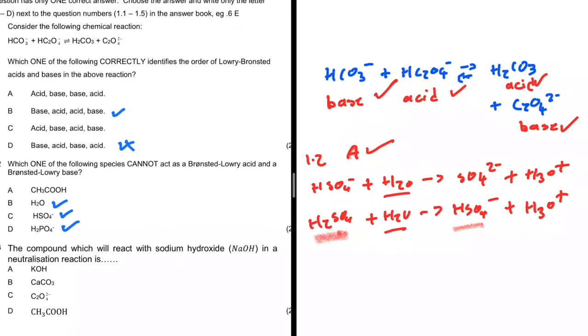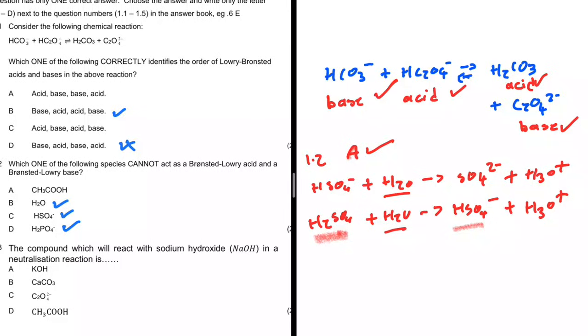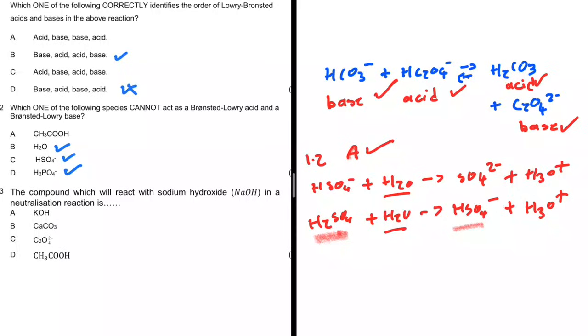So that is 1.2. 1.3, the compound which will react with sodium hydroxide in a neutralization reaction is. So right, a neutralization reaction is a reaction between an acid and a base. So essentially what the question is asking us here is, between A, B, C and D, which one is an acid? Because if we have a base and an acid, we have a neutralization reaction.